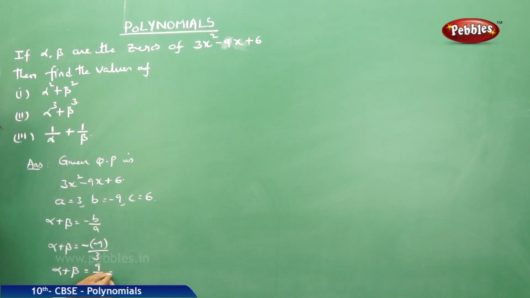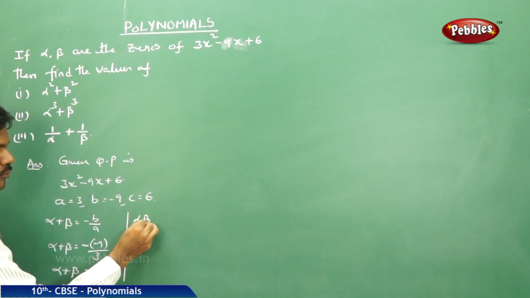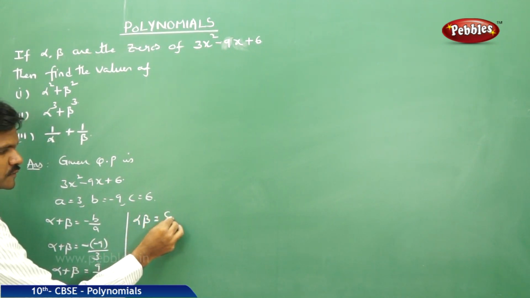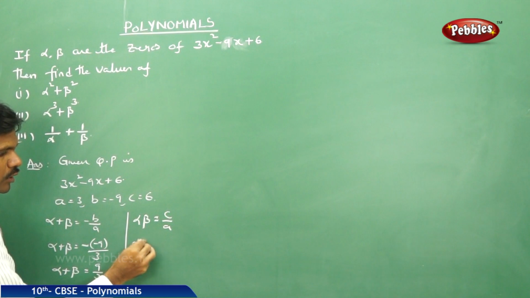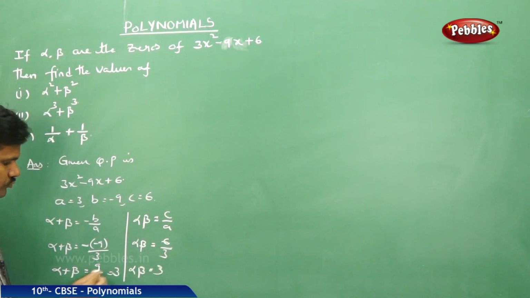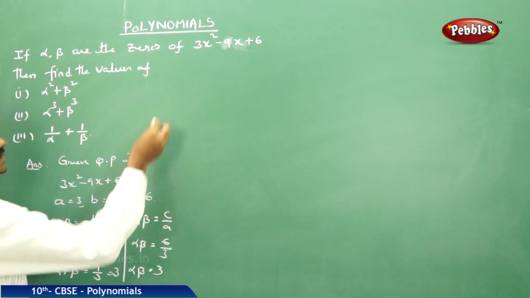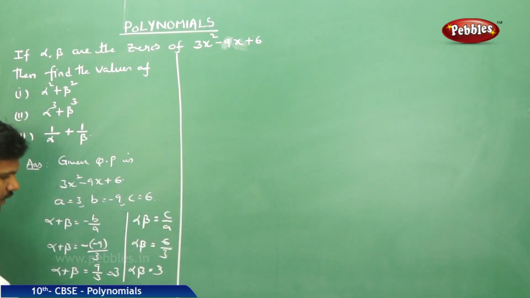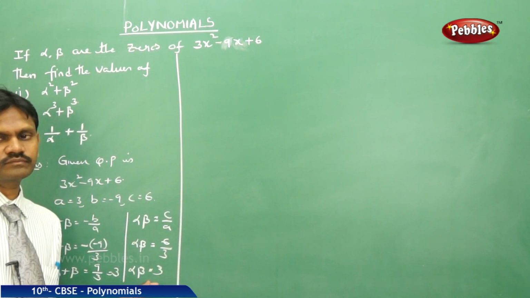Alpha plus beta is equal to 3. Next, alpha beta is equal to c by a. Now alpha beta is equal to c, nothing but 6 by 3. Alpha beta is equal to 3. Now I am ready with the values of alpha plus beta and alpha beta.